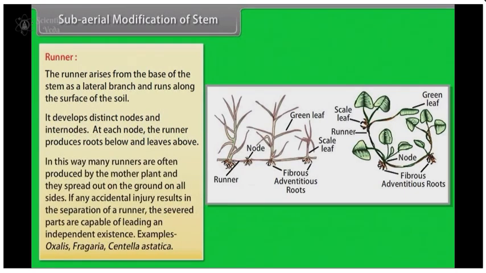In this way, many runners are often produced by the mother plant, and they spread out on the ground on all sides. If any accidental injury results in the separation of a runner, the severed parts are capable of leading an independent existence. Examples: oxalis, fragaria, centella asiatica.